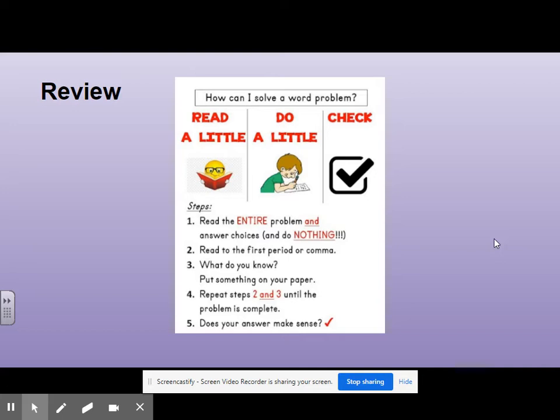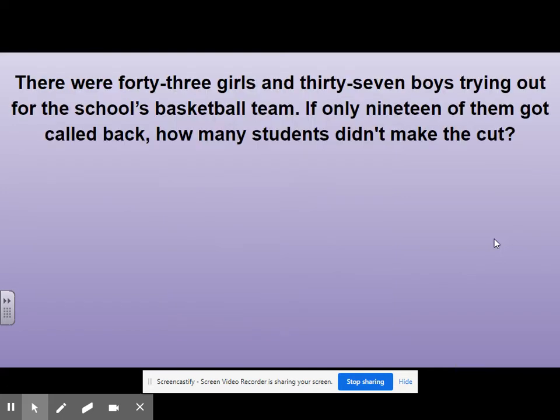Then for number 2, we're going to read to the first period or comma, and we're going to ask ourselves, number 3, what do you know? And you need to write something on your paper. This is a good time to plug something into your bar model. And then for number 4, you're going to repeat steps 2 and 3 until your problem is complete. You're just going to read a little bit, do a little bit. And then, of course, you need to check to make sure your answer makes sense once you come to an answer.